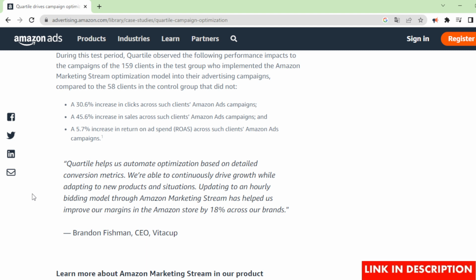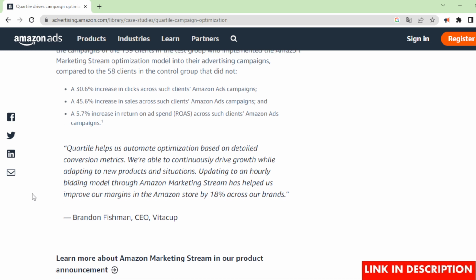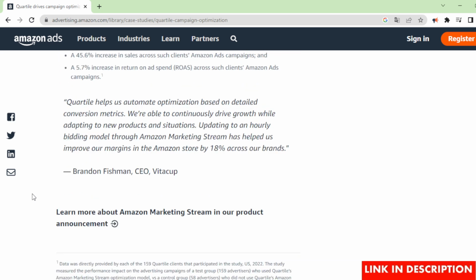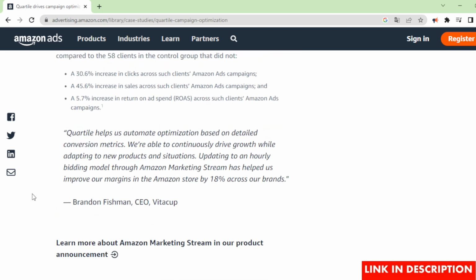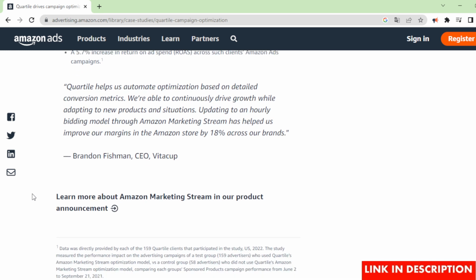1. A 30.6% increase in clicks across such clients' Amazon Ads campaigns. 2. A 45.6% increase in sales across such clients' Amazon Ads campaigns. 3. A 5.7% increase in return on ad spend, ROAS, across such clients' Amazon Ads campaigns.